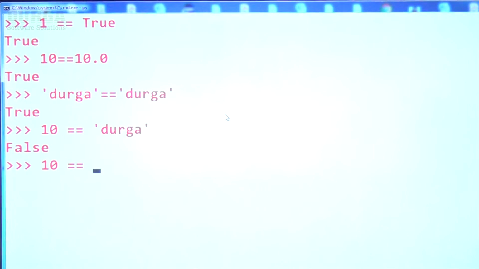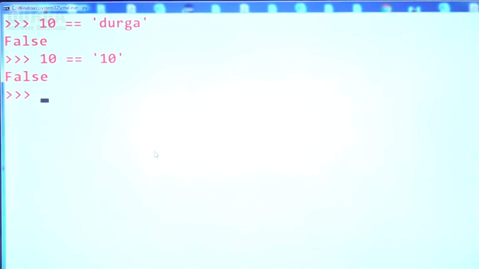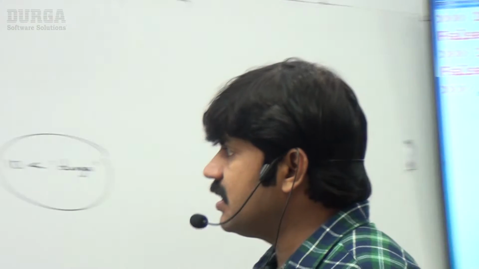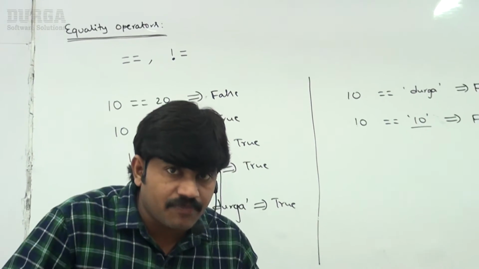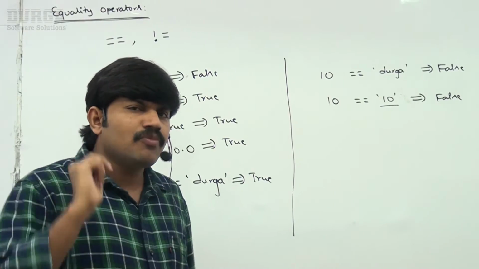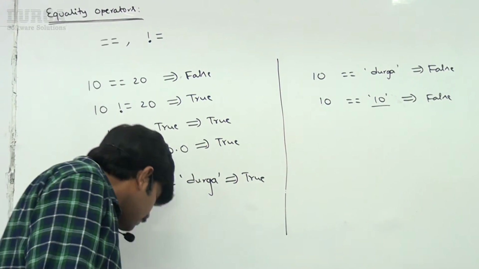10 double equal to 10 or not? But this 10 I'm taking in string style. That's why the output we are going to get is false itself. That's all, friends. So what are equality operators, what is the behavior? Is it clear for all of you, right? Okay, well. Next, one more small point is there, sir.